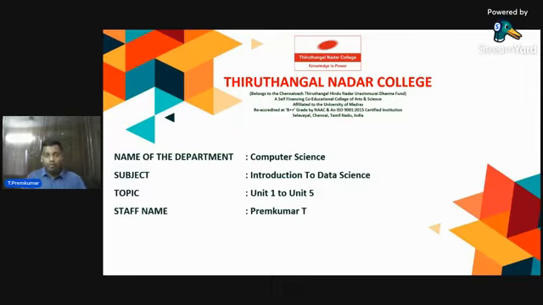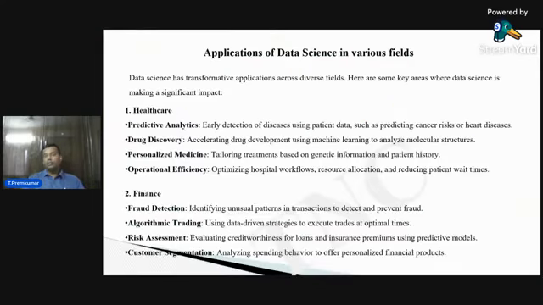Today, I'm going to discuss the important topics covered under the subject Introduction to Data Science. Let us see what is meant by data science and what applications we are using in data science. So we know what is meant by data science. It is an application which is widely used in various diverse fields. Here are some of the key areas where data science is making a significant impact.